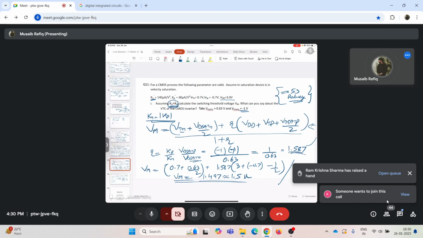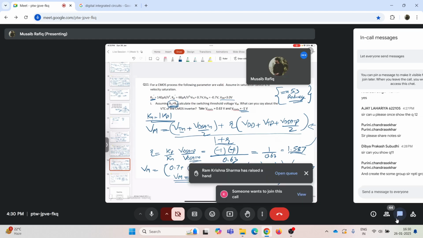Now Vm is equal to 0.7, because Vtn is 0.7, plus 0.63 by 2 because Vd sat n is 0.63, plus 1.57, because R is 1.57, multiplied by Vdd, that is 3, plus Vtp, that is minus 0.7, and Vd sat p is -1 so it is -1 by 2, and divided by 1 plus R, so 1 plus 1.587. When you do the calculation, the answer comes out to be 1.497, approximately 1.5 volts, that is half of your VDD. So the tripping point is nearly at the center of the 0 to VDD scale, which means the characteristics are somewhat symmetric, or rather I should say symmetric.